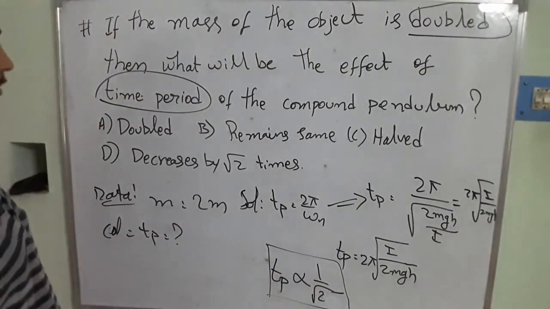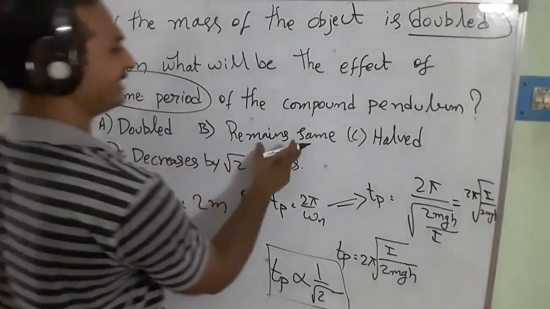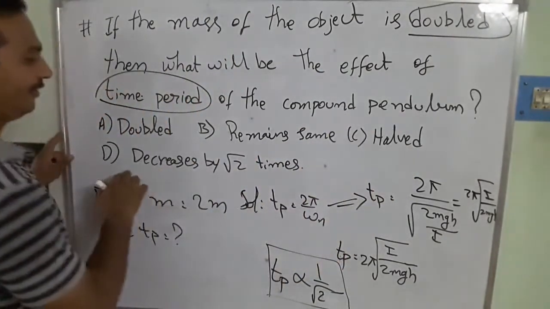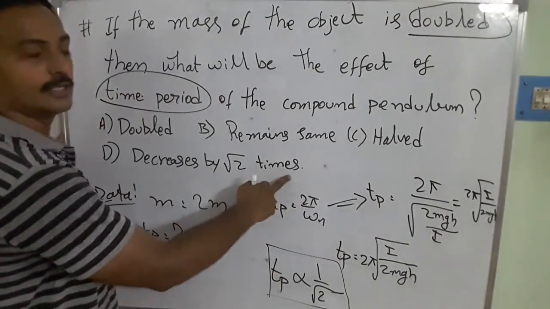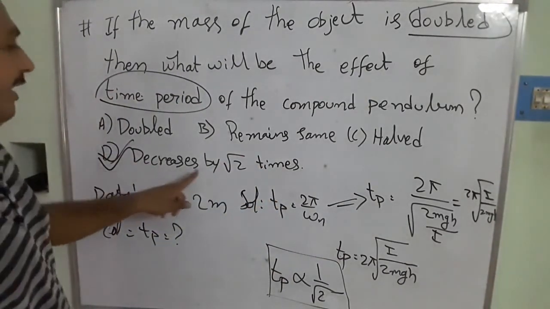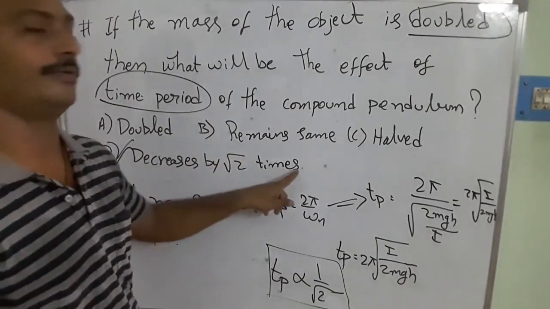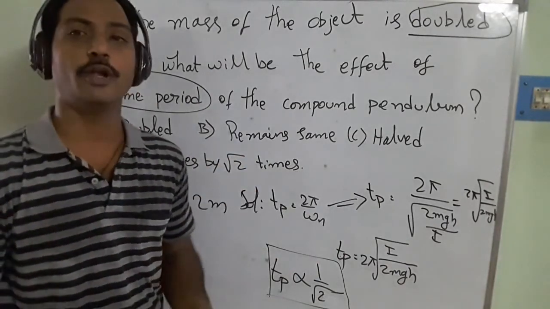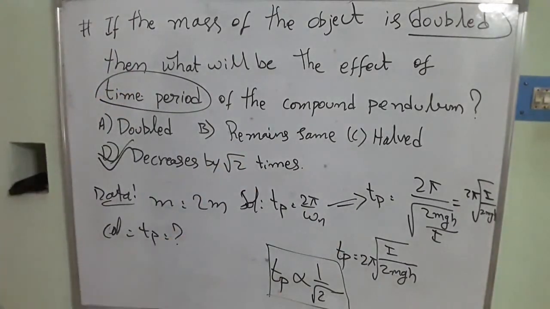The options are doubled, remains the same, half, and decreases by the square root of 2 times. So my answer is D: decreases by the square root of 2 times. This way we are going to solve the compound pendulum problems.